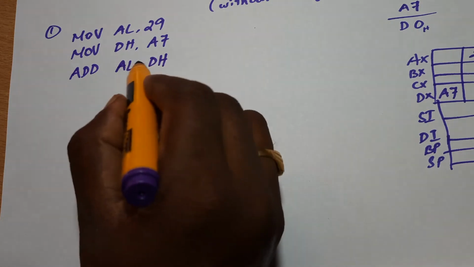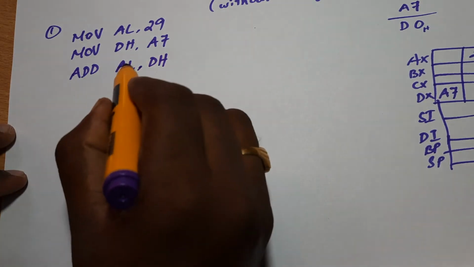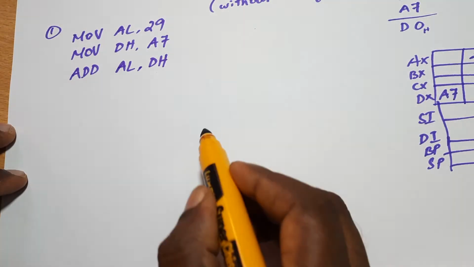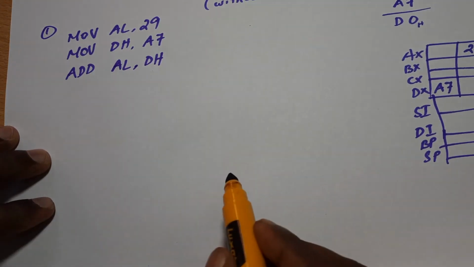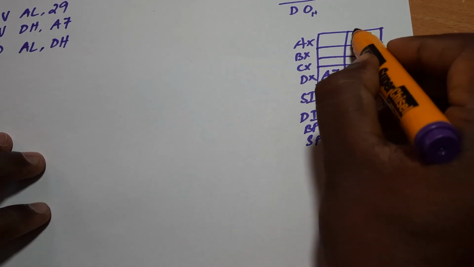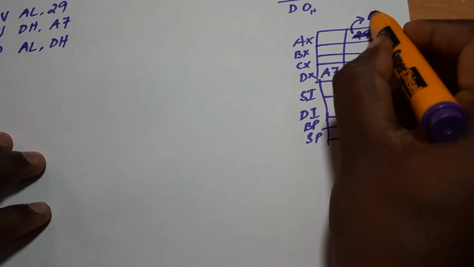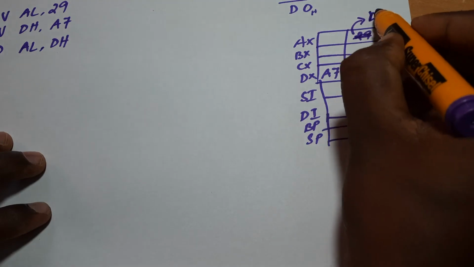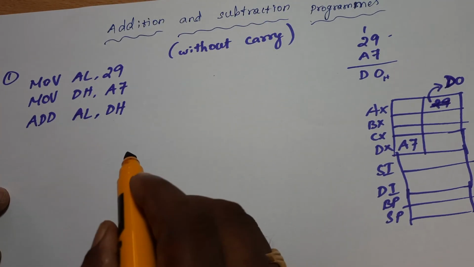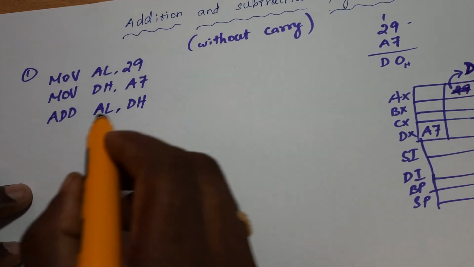Both have the input values, and after the addition this becomes the destination. So after this instruction executes, the result in the AL register is not 29, it is going to be D0. Okay, so D0, that is the result after the execution of this instruction.